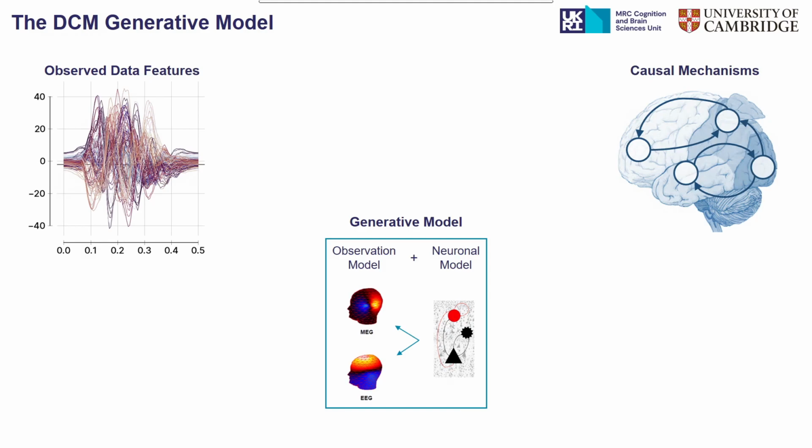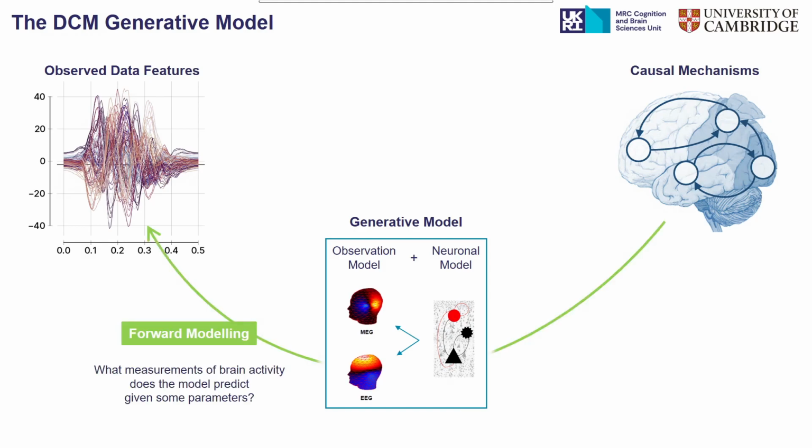DCM gives us a way to link the hypothesized mechanisms with the observed data features, allowing us to ask the question, what measurements of brain activity does our model predict given some parameters? Parameters here could be some variable that captures the effect of an experimental condition on a specific connection, or parameter could be a specific synaptic property of a population.